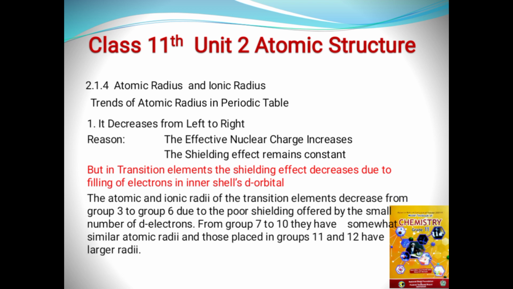The atomic and ionic radii of the transition elements decrease from group 3 to group 6 due to the poor shielding offered by the small number of d electrons. From group 7 to 10, they have somewhat similar atomic radii, and those placed in group 11 and 12 have larger radii. This larger radii is because of abnormal behavior of transition elements in a given period.